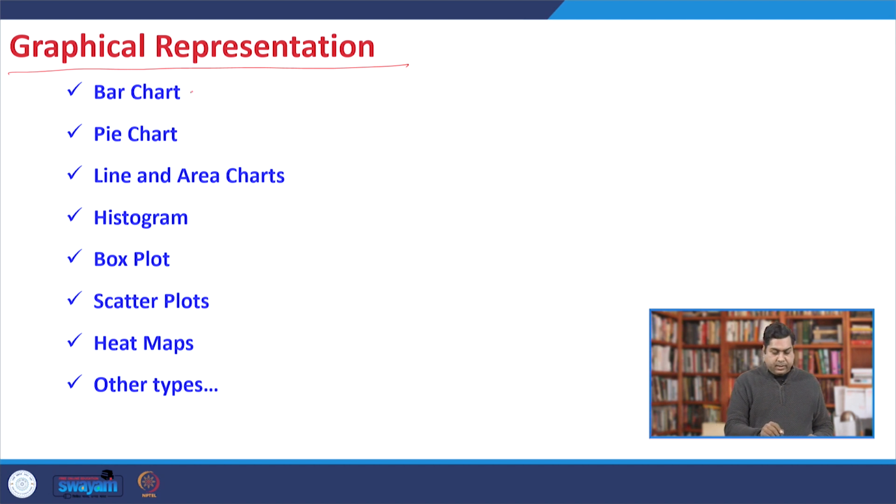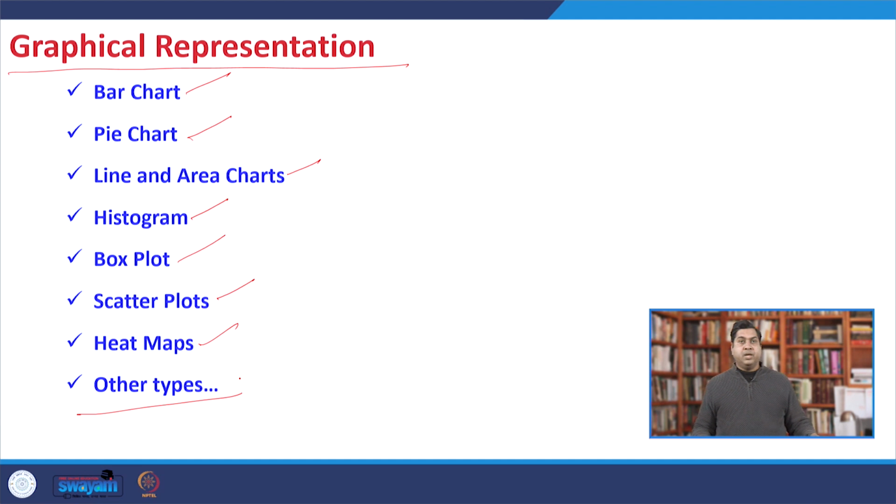So, it can be a bar chart, a pie chart, a line and area chart, a histogram, a box plot, a scatter plot, heat maps and many other types. Nowadays, you have multiple resources. There are open source softwares which can very easily create those kinds of infographics where the information is represented in a certain graphical form.